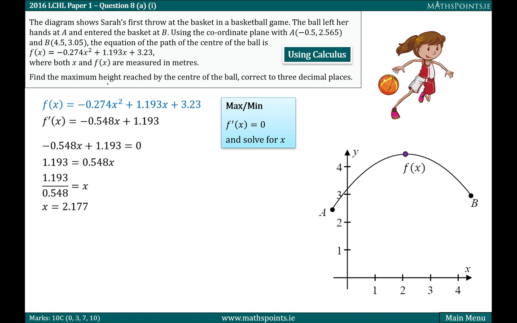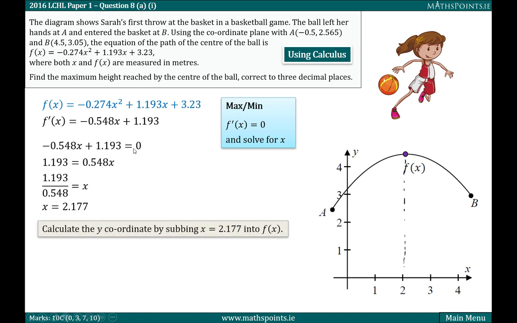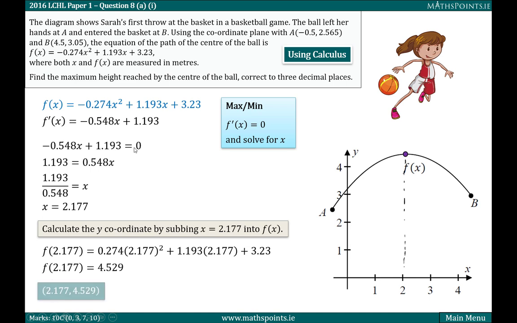It asks us to find the maximum height. We have the x value where the maximum height occurs. We need to stick that x value back into the original function. So we sub it back in, and we get that the height is 4.529. So this point here is 2.177 and then 4.529 meters high.